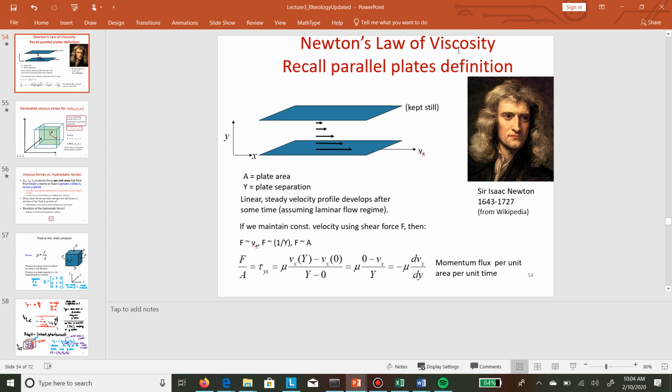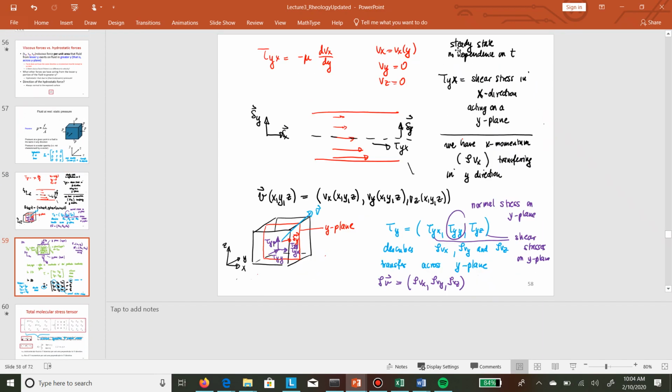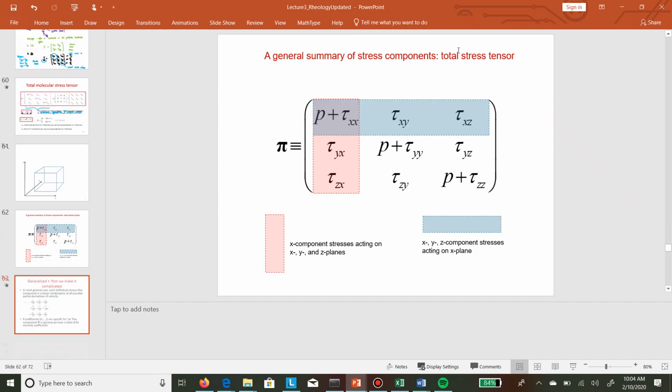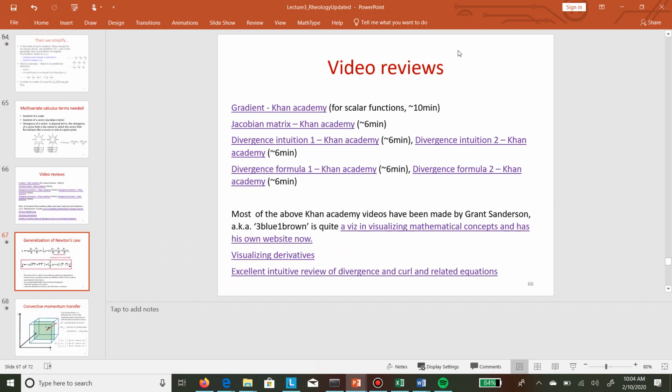And there are two people, Sal Khan and Grant Sanderson. I have luckily written notes. I keep forgetting his last name. Grant Sanderson, actually, not that bad. Most of these videos, especially divergence, are from Grant. He goes by 3Blue1Brown.